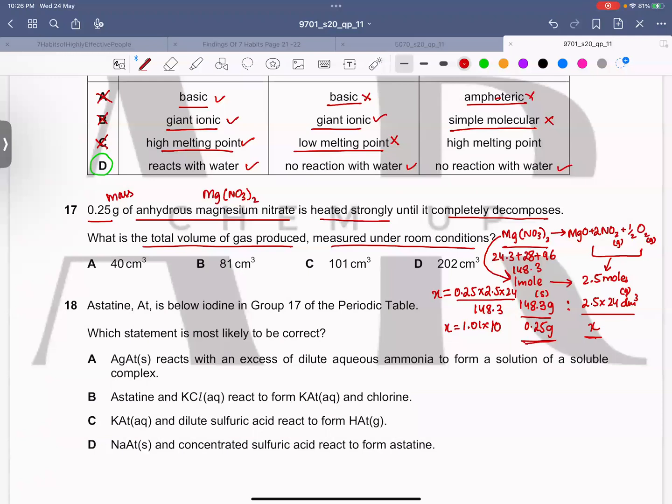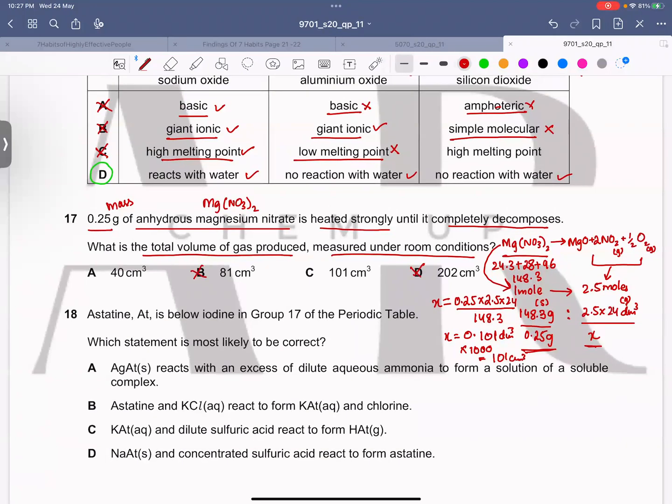Sir, 0.101 is coming. Okay, 0.101. That is decimeter cube. So you would multiply it with 1000 to turn it into centimeter cube. So it would give you 101 centimeter cube. So D, B, and A are wrong, and our correct answer will be C.